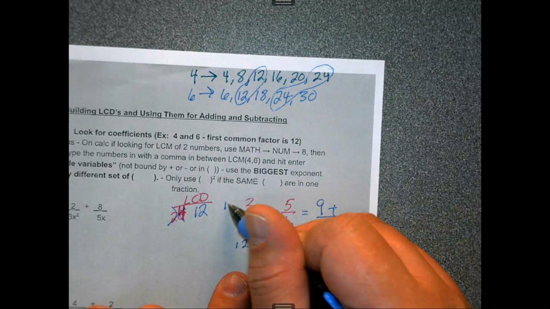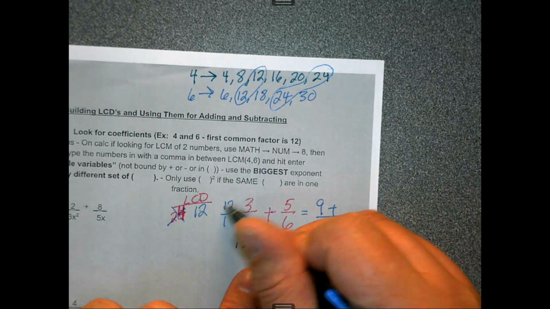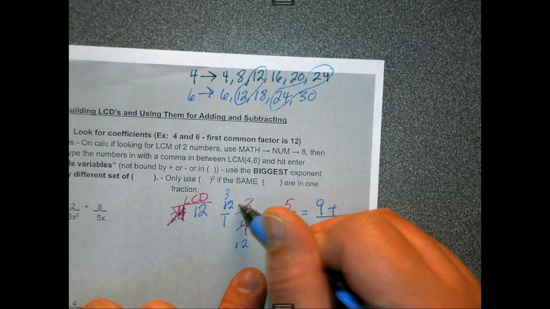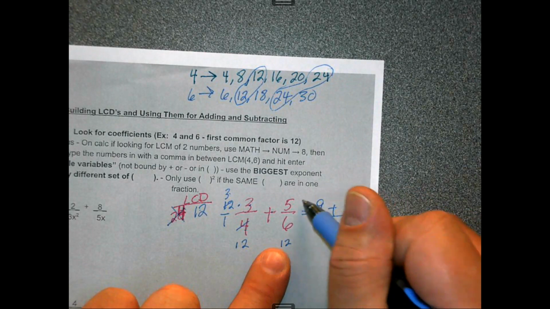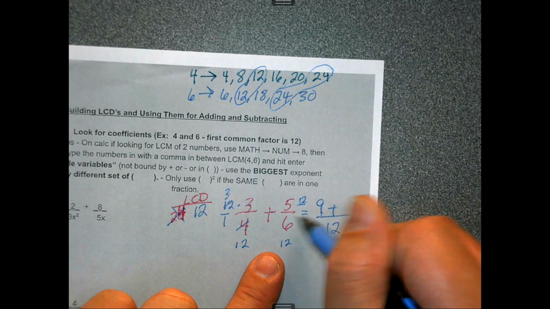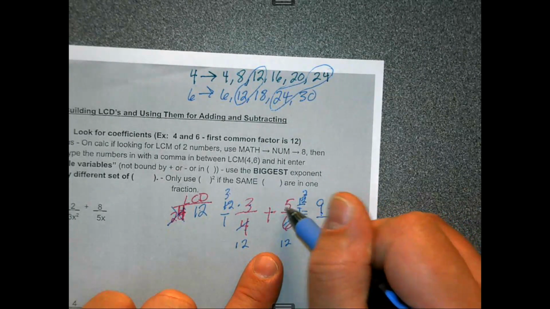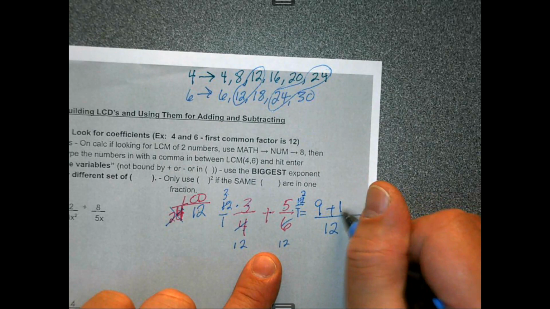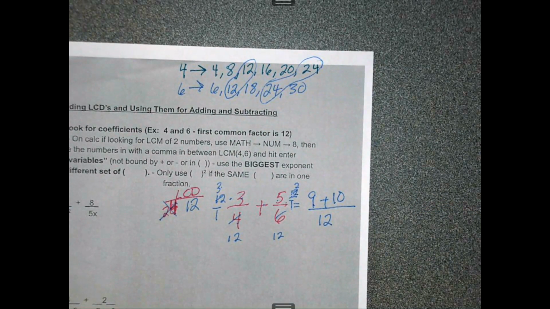you're just multiplying each one of these by 12 over 1. 4 goes into 12 3 times. 3 times 3 is 9. This one, when you multiply it by 12, you have 6 goes into 12 twice. 2 times 5 is 10, right?